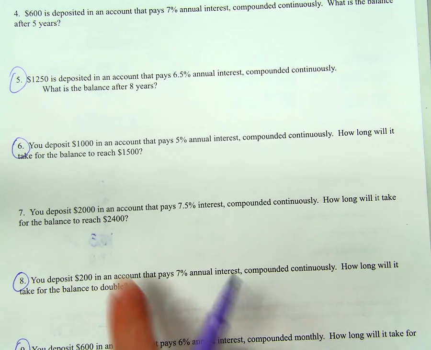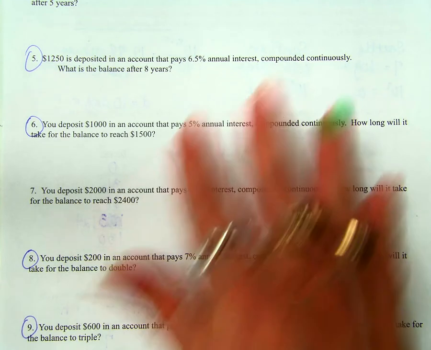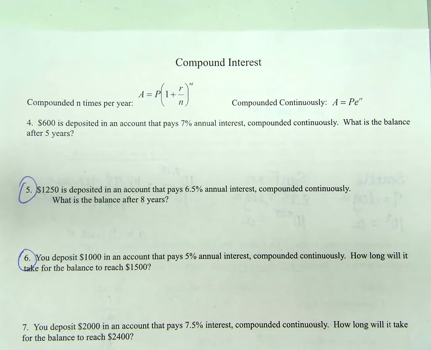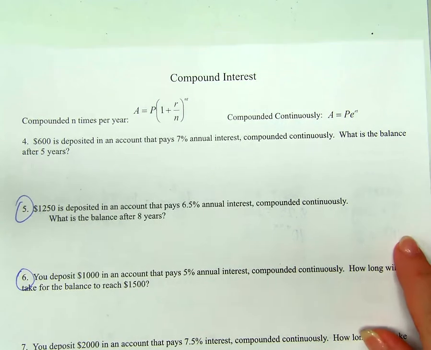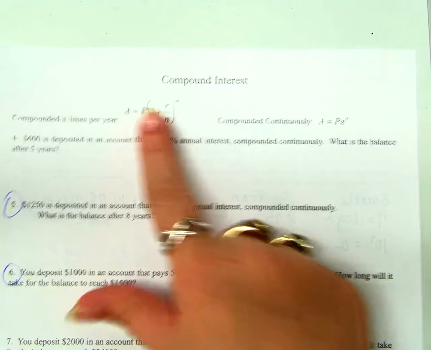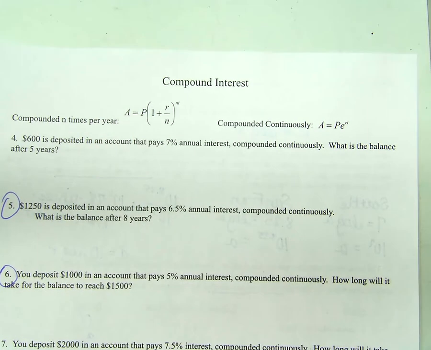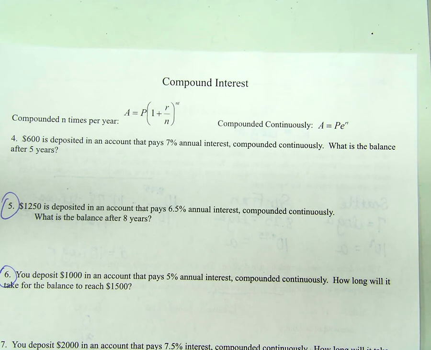Okay? You deposit $2,000 into an account that pays 7.5% interest compounded continuously. How long will it take for the balance to reach $2,400? Well, here's the deal. You've seen these formulas before. We've talked about these formulas before when we talked about exponents. And when that was true, we were solving for A and for P. Every single time we were solving for A or P. What we ended with or what we started with. We wanted to know one of those two values. Now that we're dealing with logarithms, and we know how to get variables out of the exponents, what could we solve for in these problems that we could not solve for before?